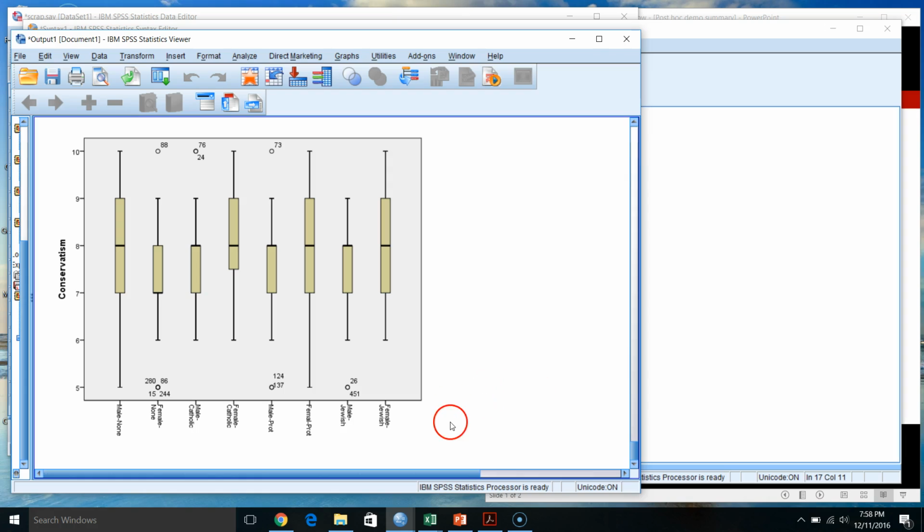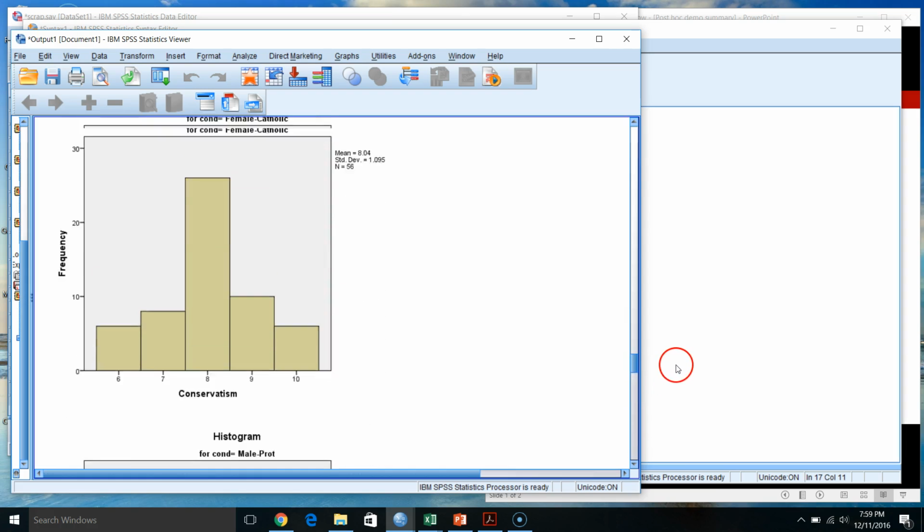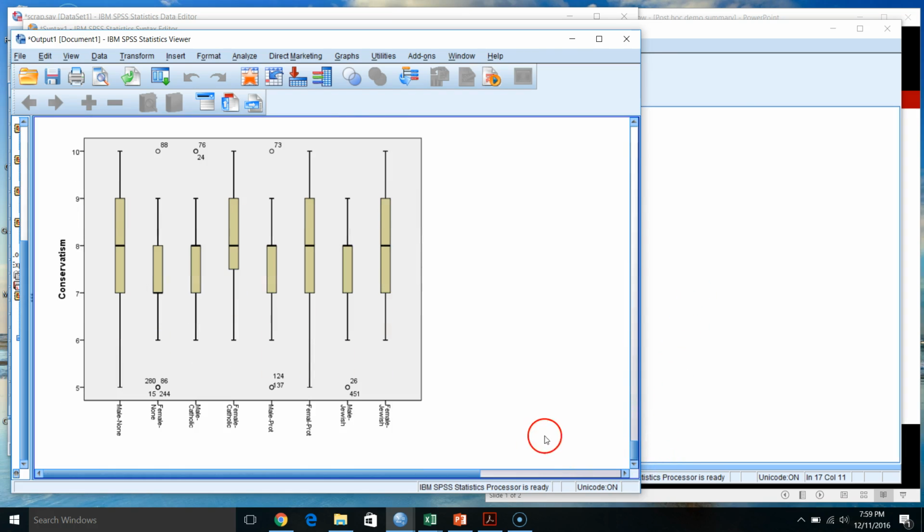Our box and whisker plot, looks like our medians are fairly stable, with the exception of our women who are not affiliated with any religion. We have some values that are extending beyond 1.5 times the interquartile range. We see subject numbers labeled right here. So it looks like we do have values that are falling outside of 1.5 times the interquartile range, but again, looking up at our descriptives here, our histograms, it doesn't look like we have any clear outliers that we would be concerned with.